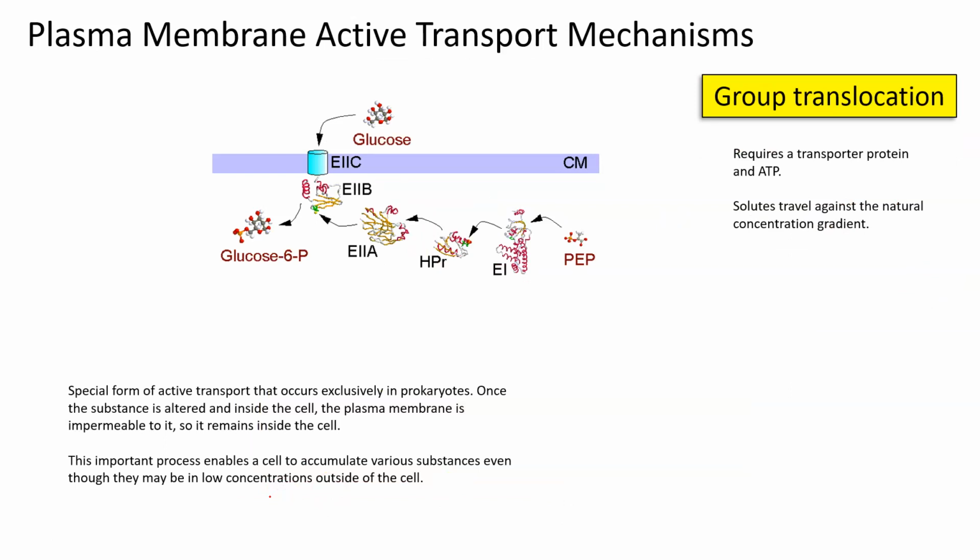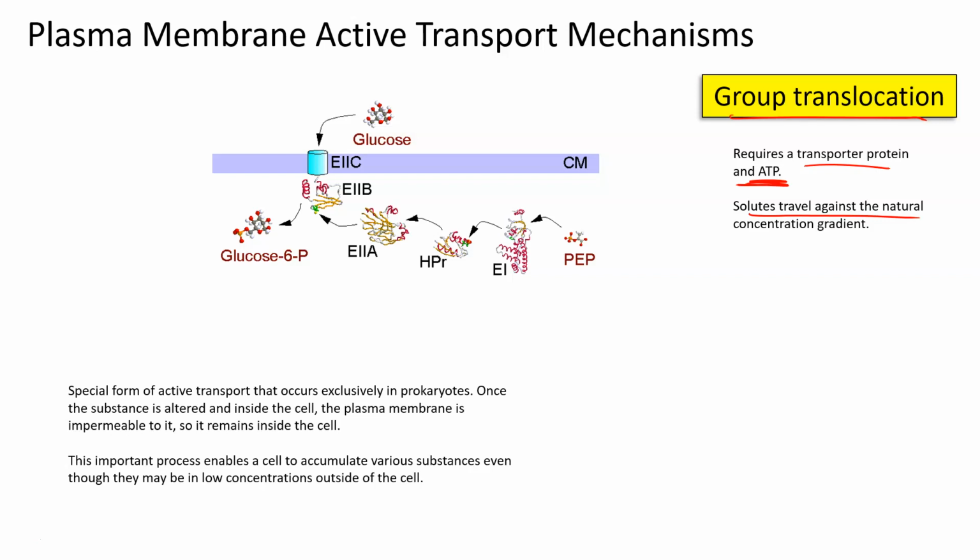Active transport mechanisms, continued. You have what's called group translocation. Again, this requires a transporter protein. Solutes are going to move against their natural concentration gradient and require energy. It's no different than any other active transport mechanism, but in this case, it's designed to move substances in and do something to them so that they are trapped inside the cell, so they can't be lost or transfer back into the environment with a passive transport mechanism.